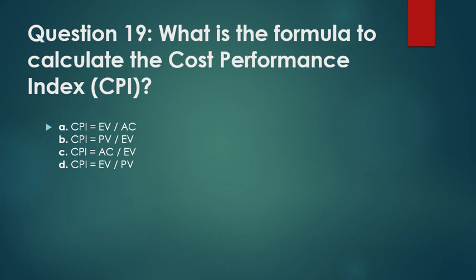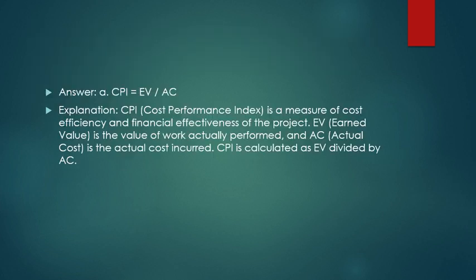What is the formula to calculate the cost performance index, CPI? Answer: CPI is equal to EV upon AC. CPI, Cost Performance Index, is a measure of cost efficiency and financial effectiveness of the project. EV, earned value, is the value of work actually performed, and AC, actual cost, is the actual cost incurred. CPI is calculated as EV divided by AC.